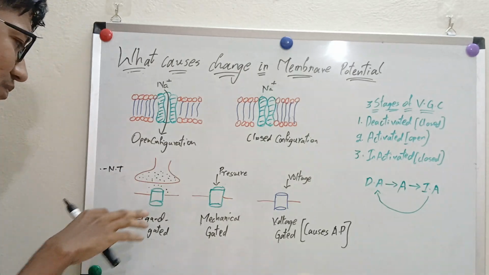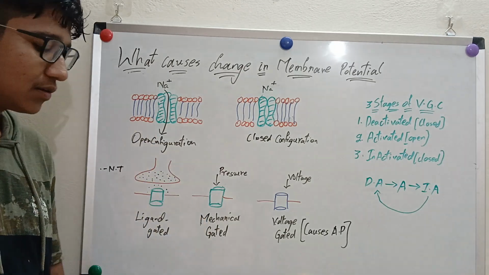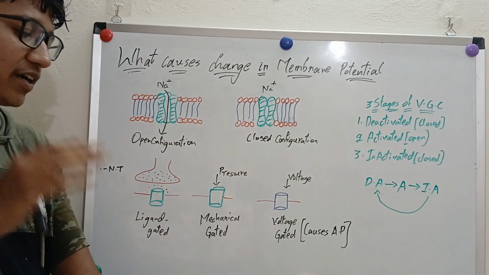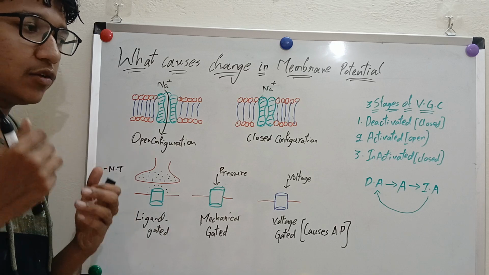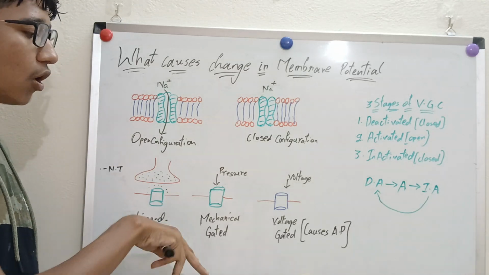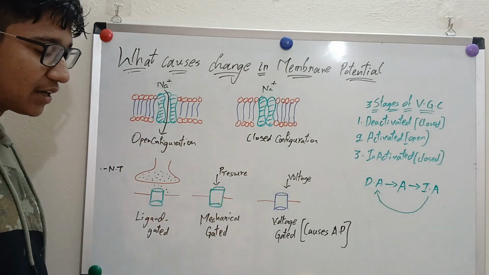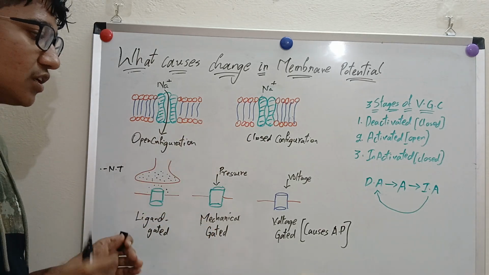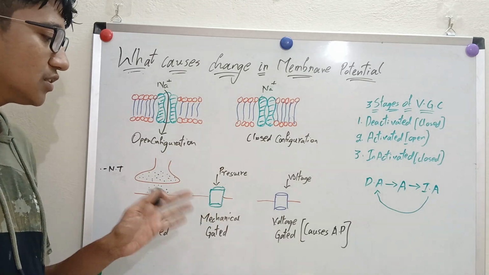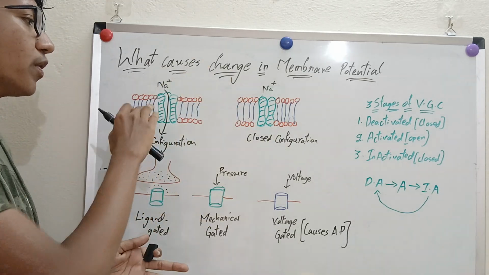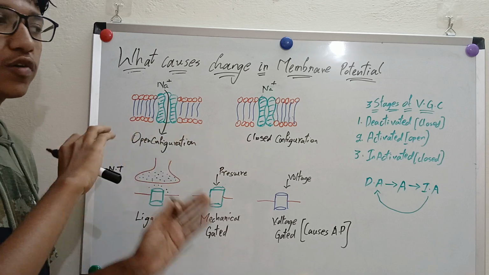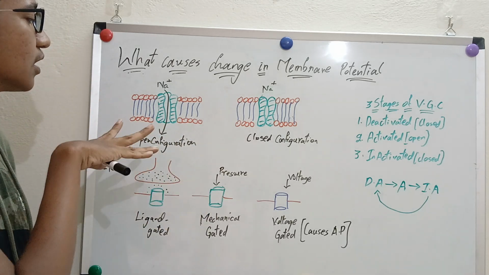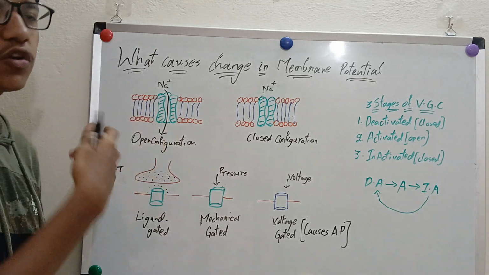How? Take a mechanical gated ion channel. A mechanical gated ion channel responds to the stimulus of pressure. Say if I touch, or there is any pressure on my neuronal cell, that stimulus causes this mechanical gated ion channel to shift configurations. Generally it will be in closed configuration. Any stimulus given to that cell will shift the configuration from closed to open. When it shifts from closed to open, there will be ion flow. Depending on the ion, it will be either depolarizing or hyperpolarizing.